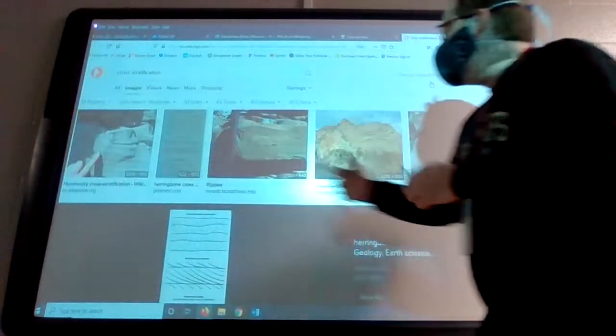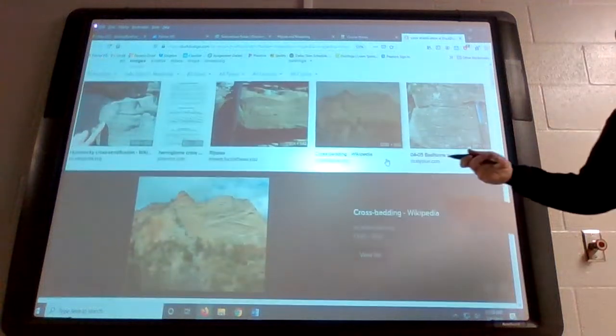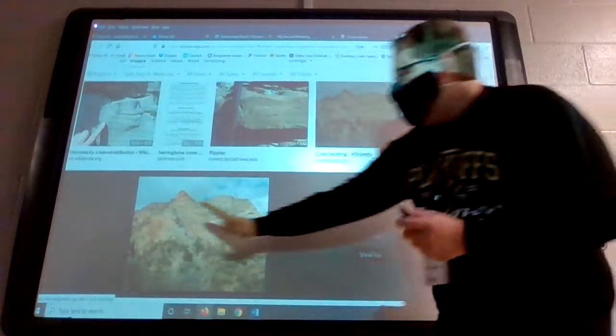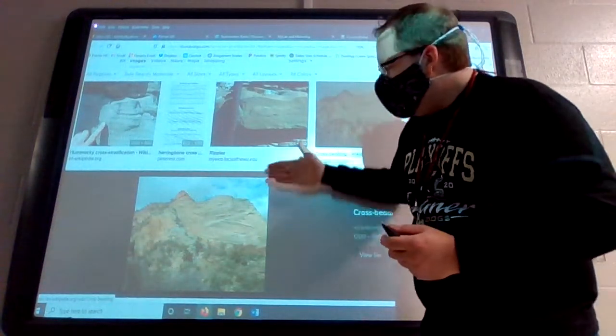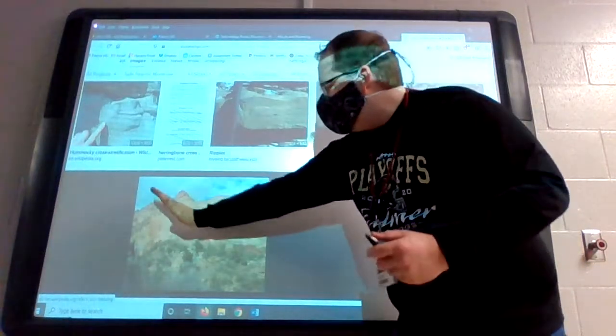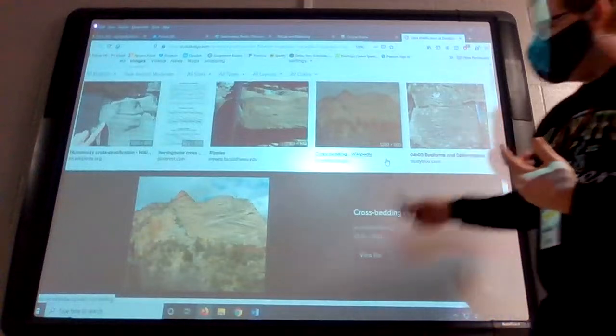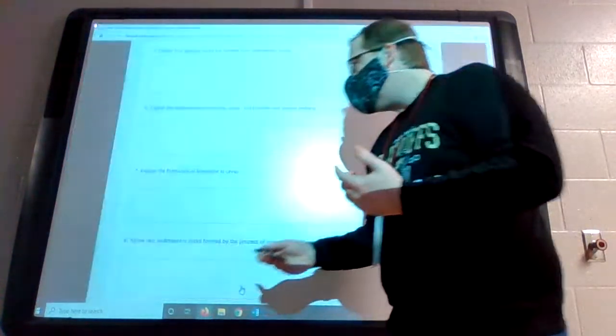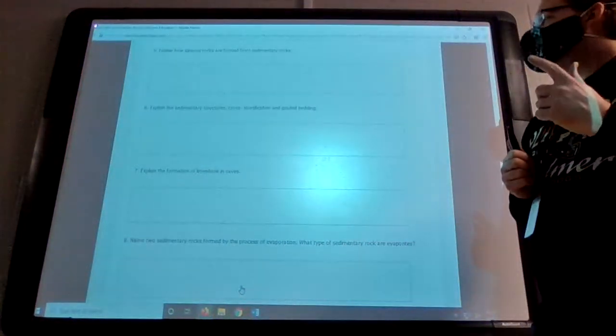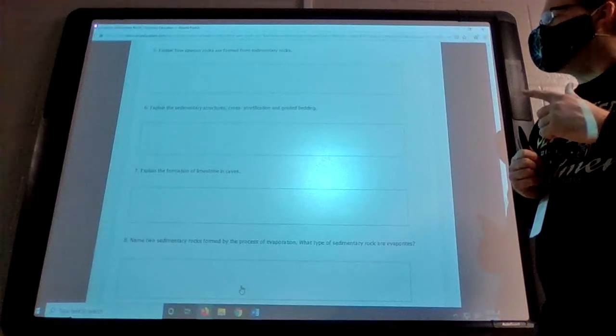They're showing how they get built up. This is a big one, but you can see the layers coming down this way, and then you see these layers coming down this way. And then you see another layer on top coming the other way. That's what they're looking at with this cross stratification. So with that, explain sedimentary structures, cross stratification, and graded bedding.